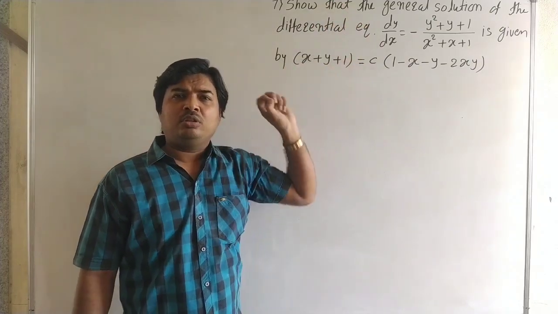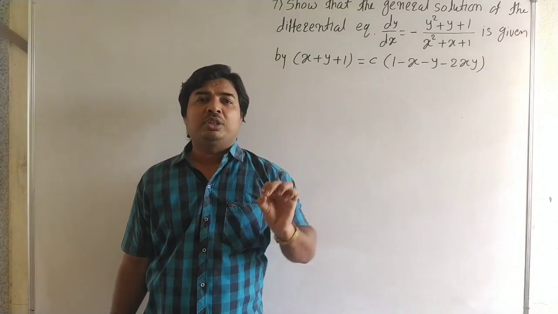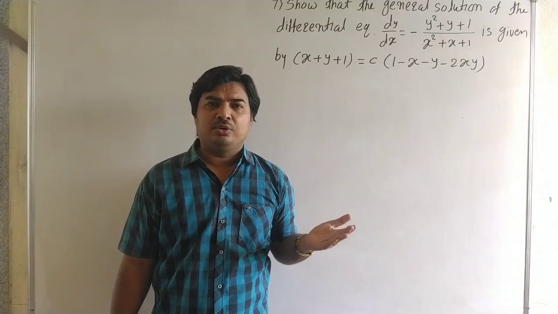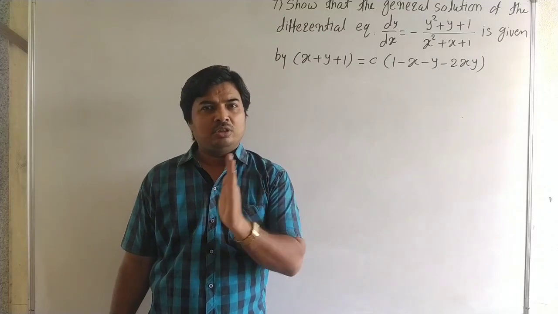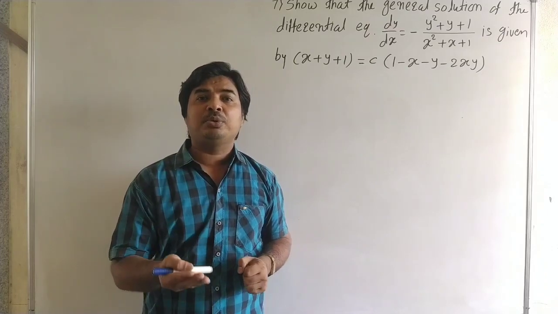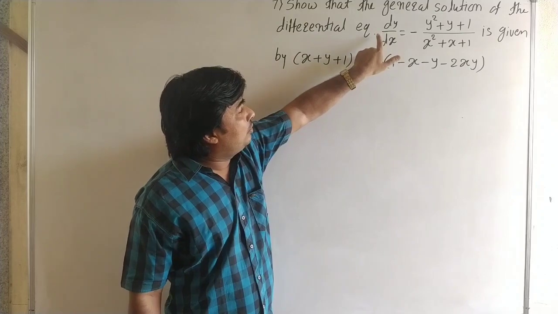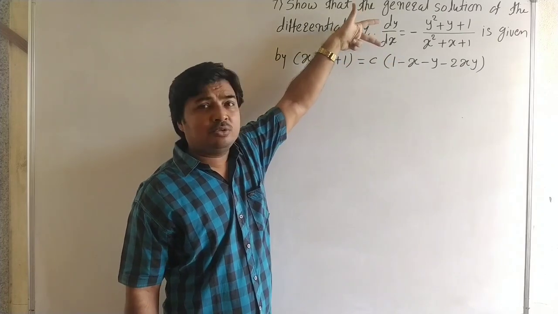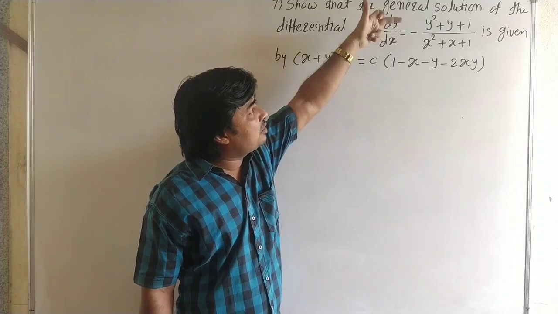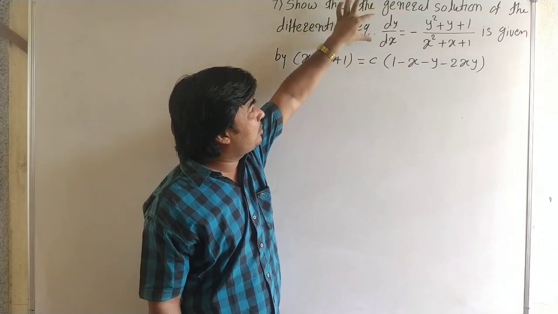To solve or to prove this, we have two methods: using integration or using the derivative. Using integration we solve the differential equation, and using the derivative we get the differential equation. Now the given differential equation is dy by dx equals minus (y square plus y plus 1) upon (x square plus x plus 1).